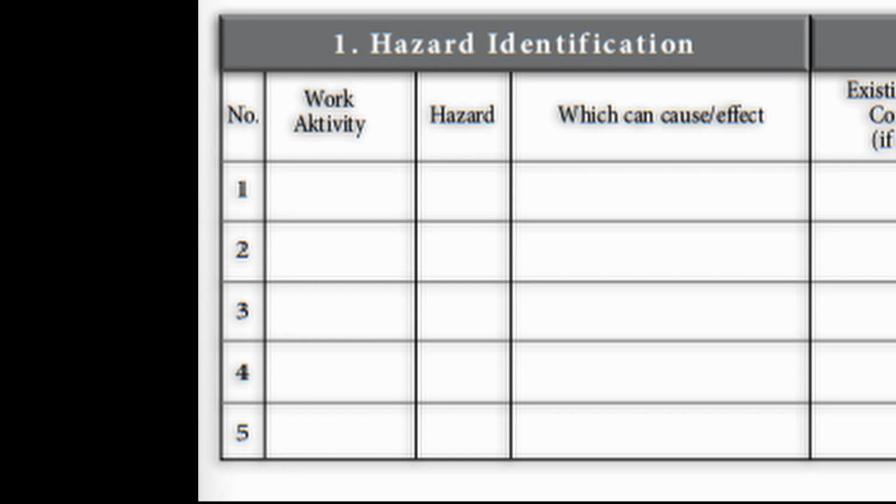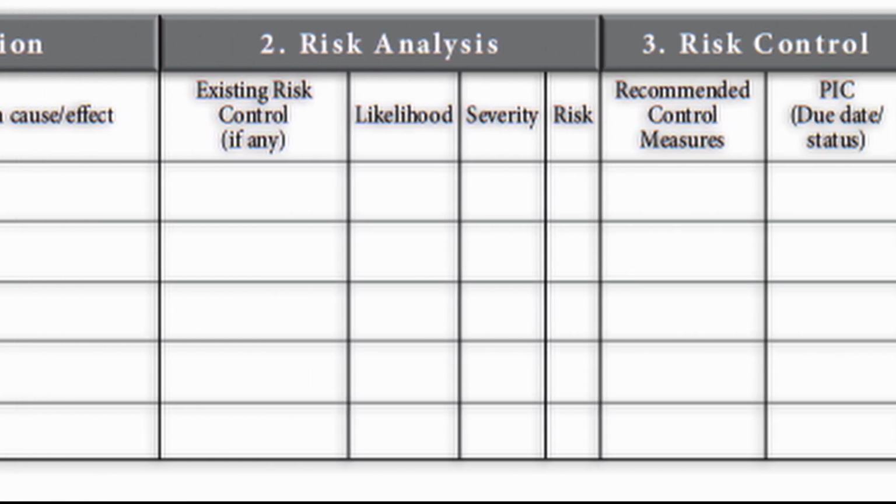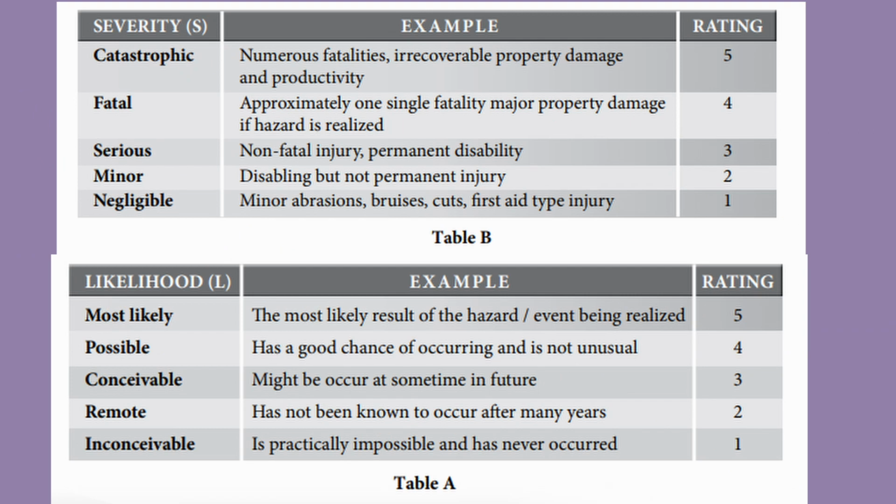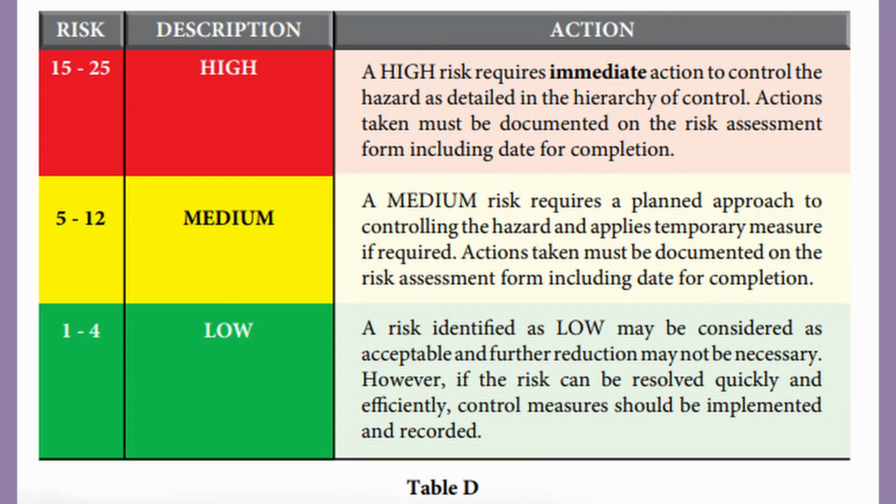And the second segment is the risk assessment. So based on risk assessment, we will use a rating from 1 to 5 to determine the likeliness of it to occur and the severity of it. Then to get the risk, we multiply both likeliness and severity, and based on the table, we can get the value and categorize the risk, either it's low, medium or high.